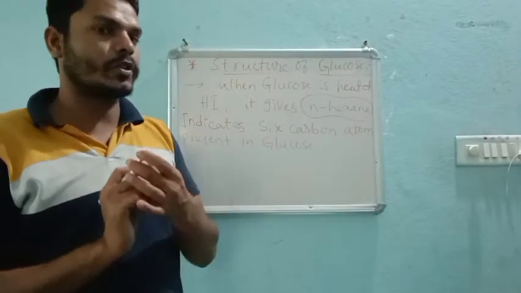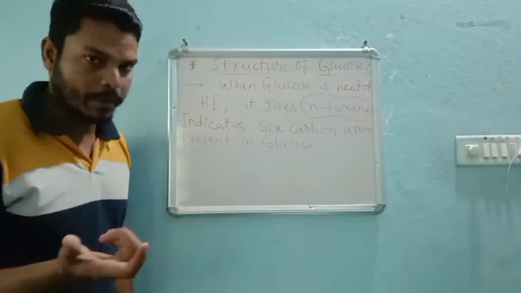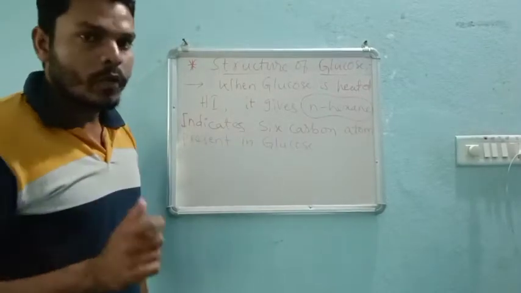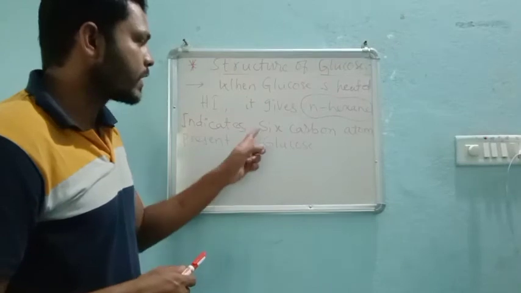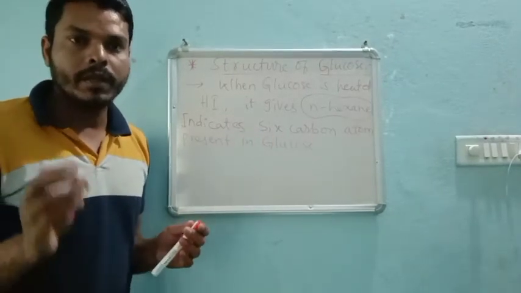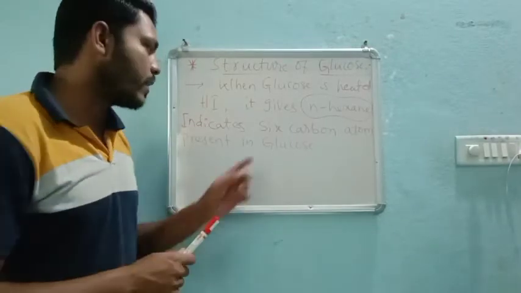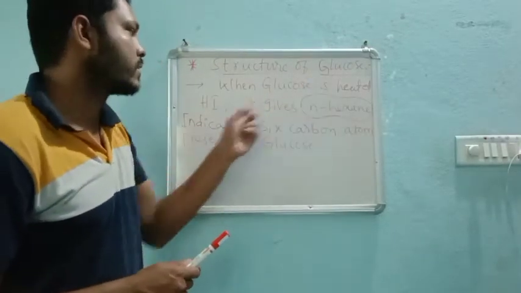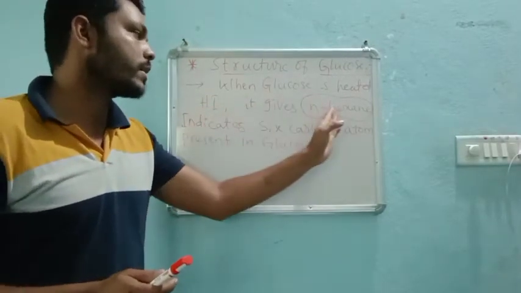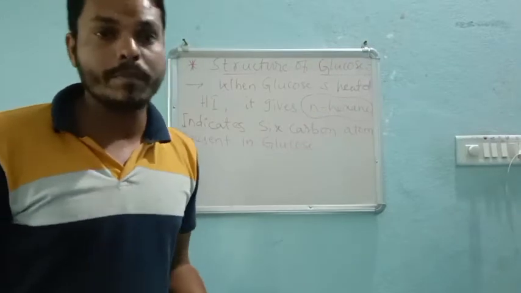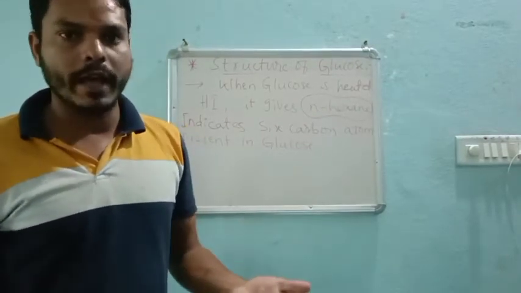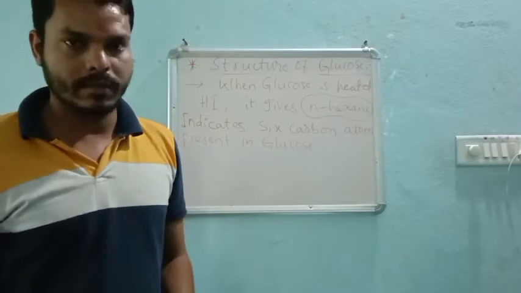If they twist the question, there is one more type of question on the same sentence. How do you confirm the presence of 6 carbon atoms in glucose? That means you have to write this: when glucose is reacted with hydrogen iodide, it forms n-hexane, which indicates the presence of 6 carbon atoms in glucose. Right? So these are the two types of questions they might ask, and definitely they will ask.